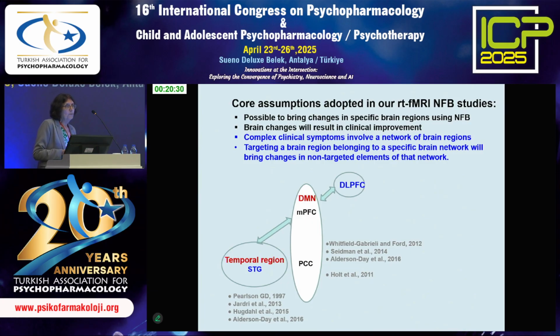There is also heightened connectivity within default mode networks. So there is this kind of super connectivity in brain regions within a default mode network, specifically MPFC and PCC. I'm going to present actually two sets of studies. In one study, we were targeting superior temporal gyrus.